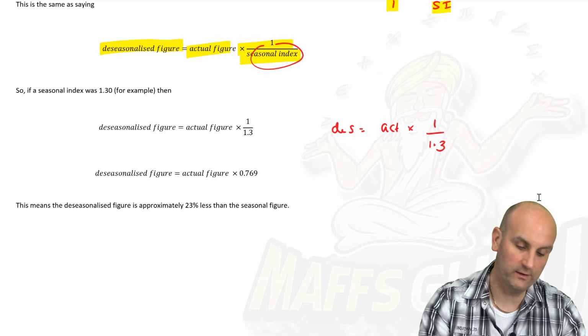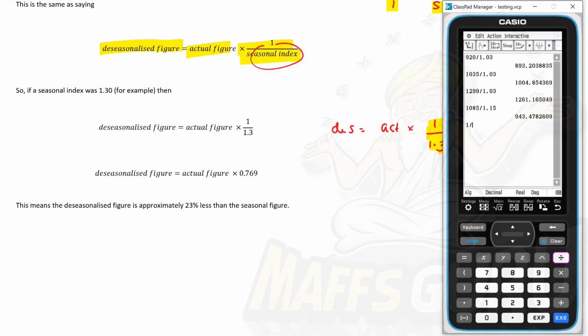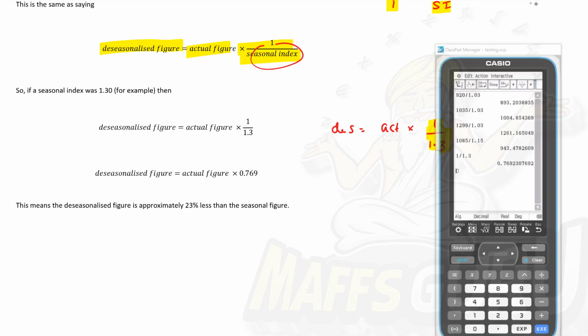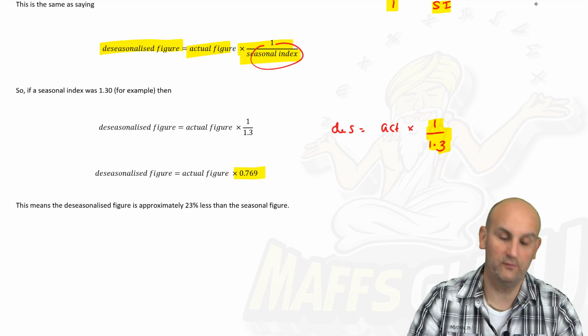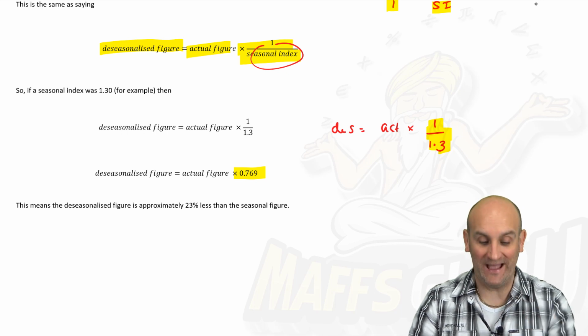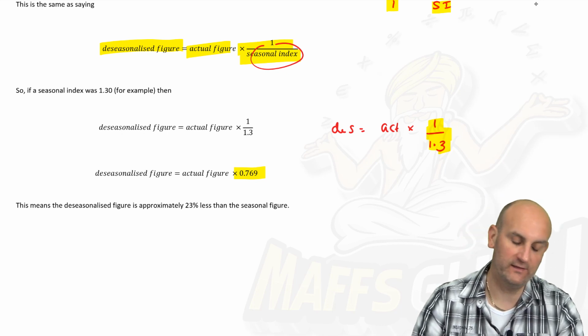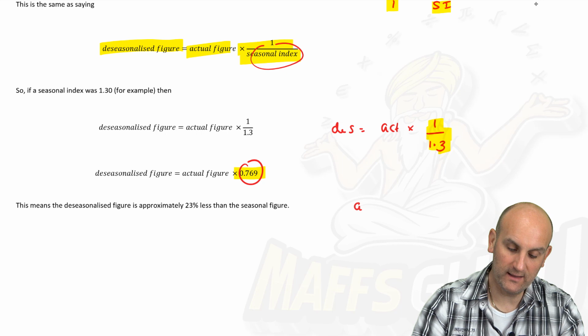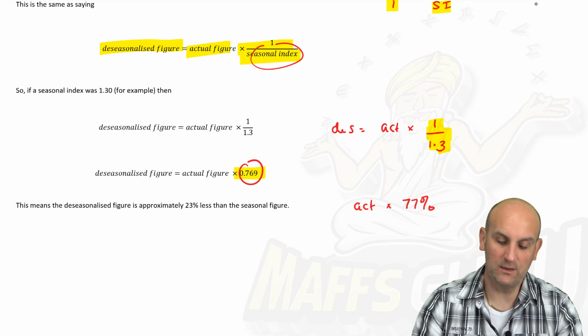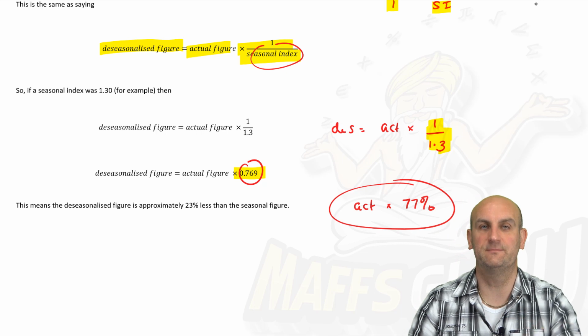Now we can work this out on a calculator. When I do 1 divided by 1.3, I get 0.769. We go right the way back to the very beginning of this video, because that's a percentage multiplier, or we can think of it that way. My actual figure multiplied by 77%, so I'm going to end up with 77% of my actual figure as my deseasonalized figure.